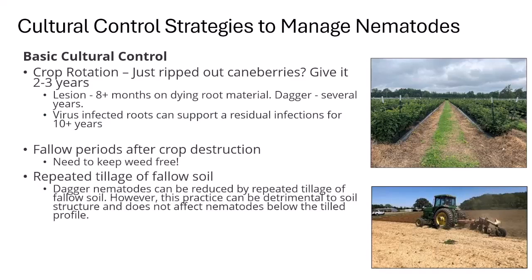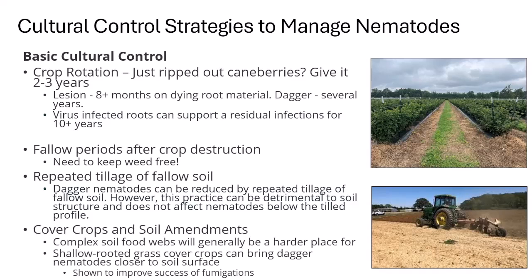Repeated tillage of fallow soil. And so dagger nematodes can be reduced by repeatedly tilling the soil. It's not always going to be the best thing to do to try to help with your soil health and things like that, and you're not going to get the ones that are deep down, but it has been shown to reduce numbers. And then there's some idea of cover crops and soil amendments.